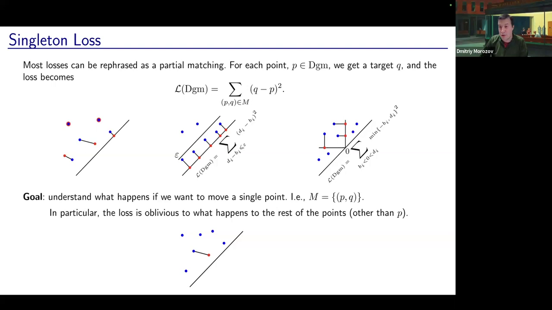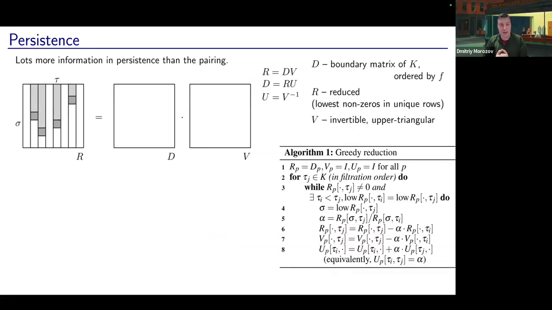Okay, so I said that I want to open the persistence black box, and so now is the time for that. The way that persistence is computed in the algorithms for computing persistence, they work roughly as follows. We take our simplicial complex K, on which the function f is defined. We take its boundary matrix, call it D, and we order the columns and rows by this function f. And then we perform column operations on D from left to right to bring it into this reduced form.